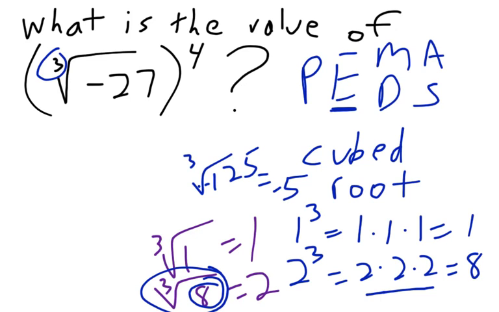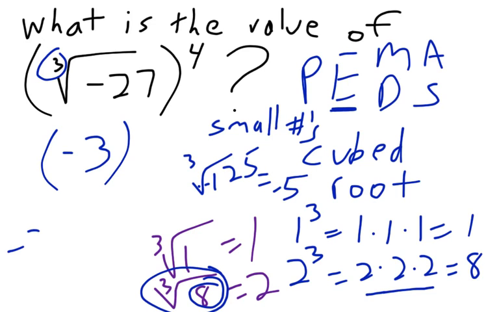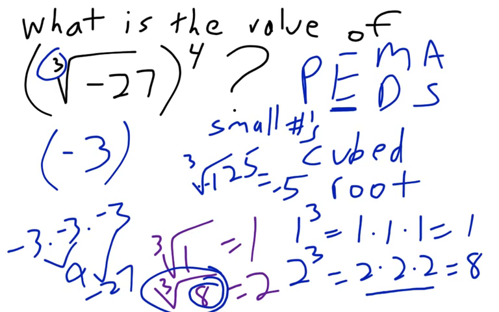Well, now let's talk about our negative 27. And always start with small numbers. They're not going to give you questions that are crazy. So small numbers, so I'm going to try 1, 2, 3, 4, 5. It's normally not going to be any bigger than that. And 3 times 3 is 9. 9 times 3 is 27. So the cubed root of negative 27 is negative 3. Because if I do negative 3 times negative 3 times negative 3, that would be 9. 9 times negative 3 is negative 27.